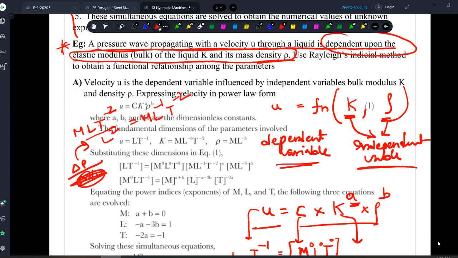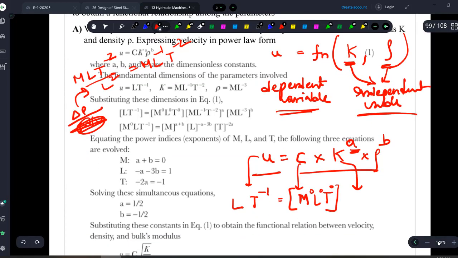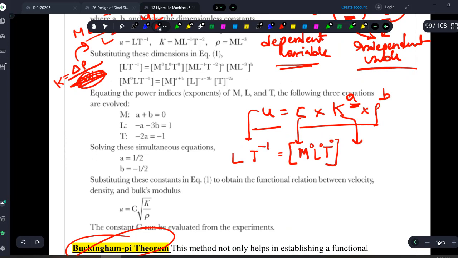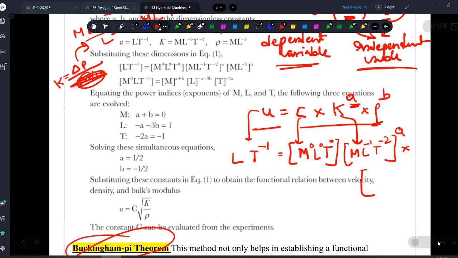That is my dimension for my pressure, or I can also call that the dimension for my bulk modulus. So I am writing k as M L to the power of -1 T to the power of -2, whole to the power of a. I hope you got it. Next, into this rho. Rho is nothing but your density, right? Mass divided by volume. Mass is M divided by volume, so I can write L to the power of -3, whole to the power of b.